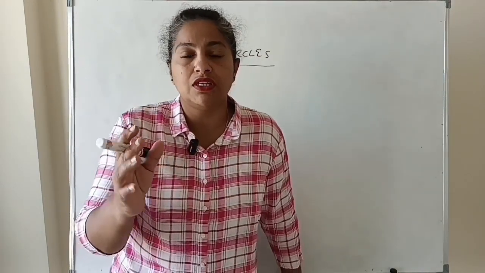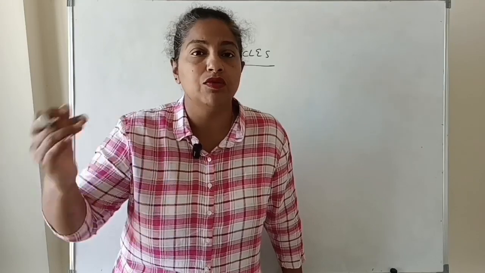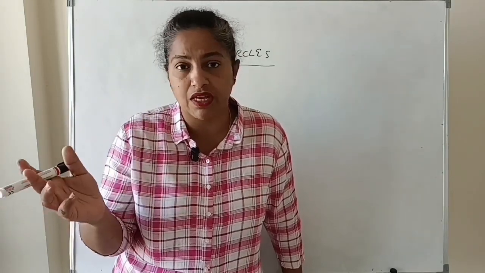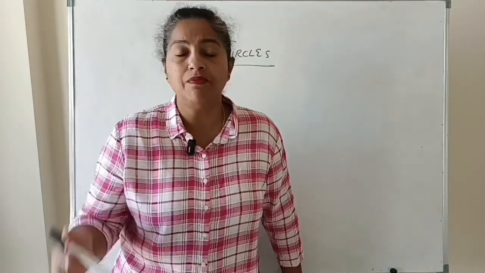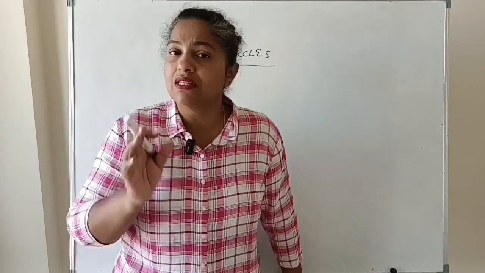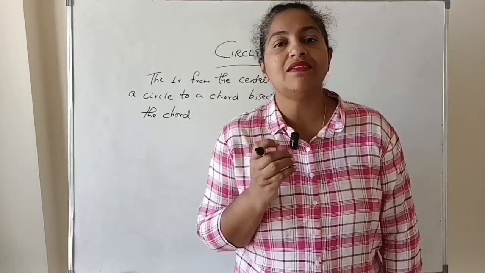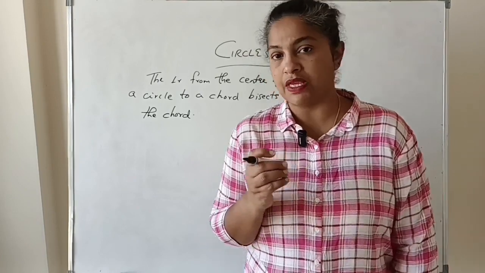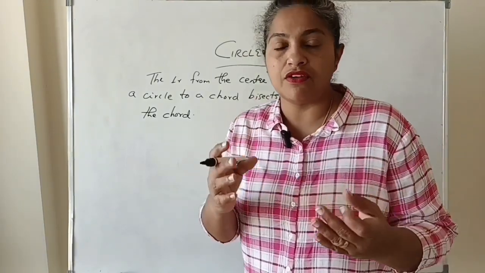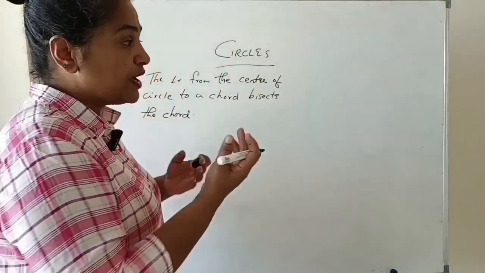So let me write down the theorem, and then we will break the theorem into its parts and see the proof of the theorem and also the converse of the theorem, which is obviously the next theorem that we will have to study in this chapter. So let us see what exactly this particular theorem means. The perpendicular from the center of a circle to a chord.